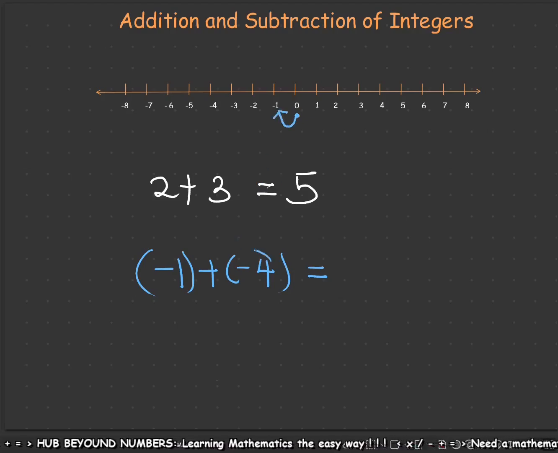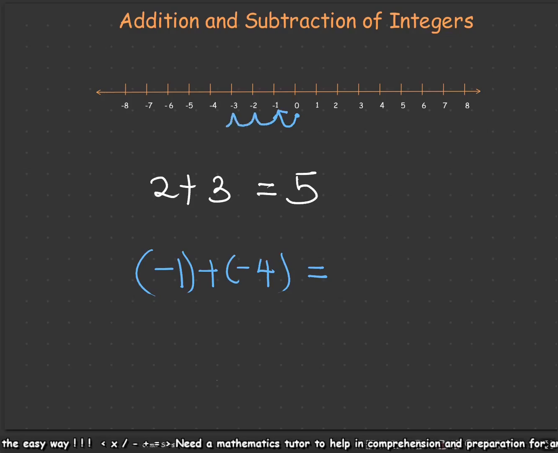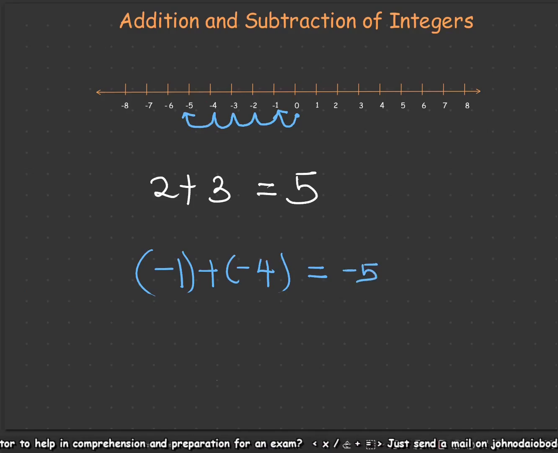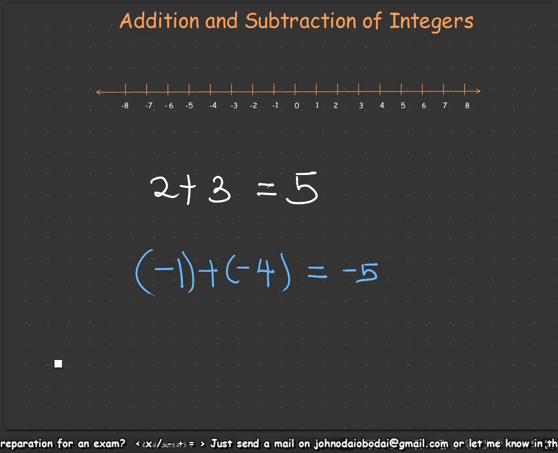Then the next command says move to the left. How many times? 4 times. Move to the left 4 times. So from negative 1, we are moving 1, 2, 3, and then 4. And where do we have that destination? That is a negative 5. You see, this is just by using the number line. You see how easy it is to use the number line? Well, that is fine. Let's take some few more examples.